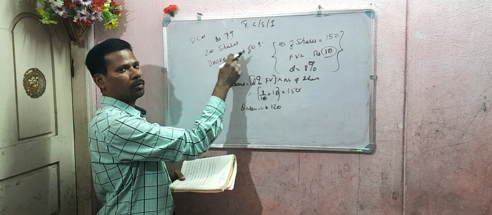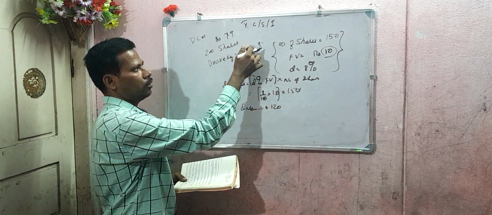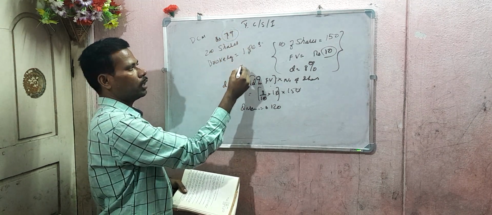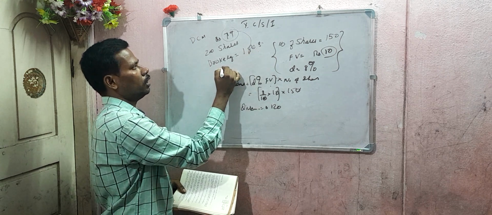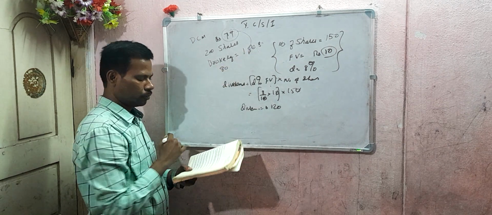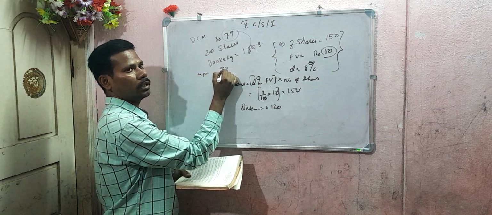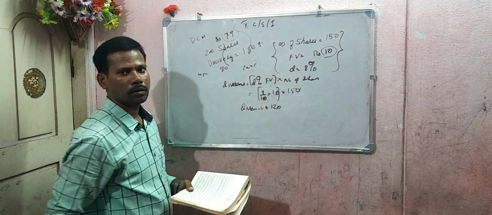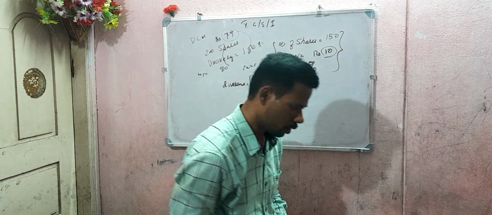If you want to purchase 1 share, you have to pay 1 rupee extra for the broker. Market price is 79, so in total it will be 80 for each share. Now how many shares? 200 shares. So 200 into 80. That's it. Next, another question.